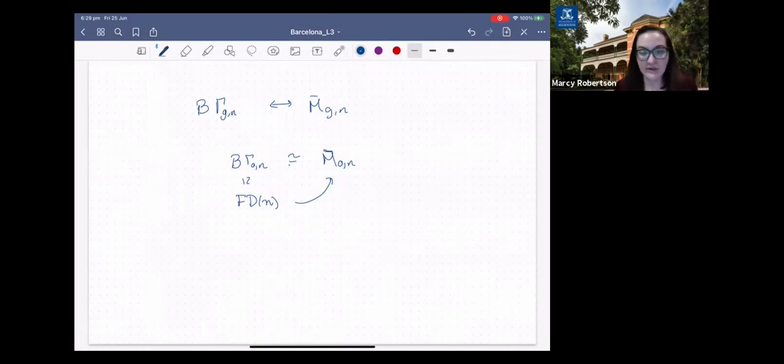Did everyone hear his comment that if I want the classifying spaces to be related to the moduli space, there has to be some tangential base points or something? Otherwise you don't have this connection that I made. That was one of my lies, but thank you.